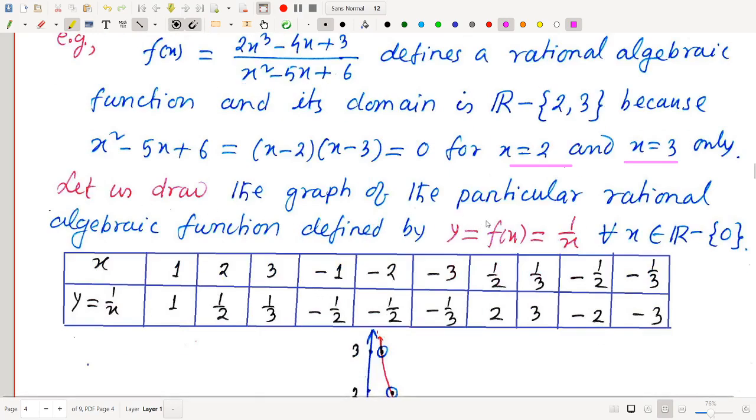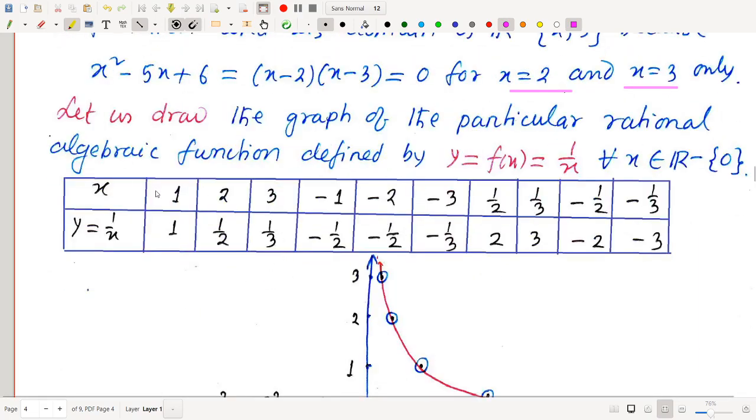Let us draw the graph of the particular rational algebraic function defined by y equal to f x equal to 1 by x. Simplest, 1 by x. For all x belonging to R minus {0}, meaning all real numbers except 0, because when x is 0, f x is undefined.